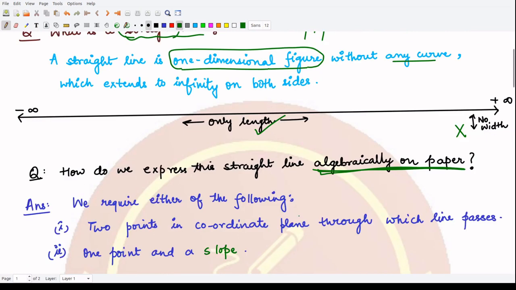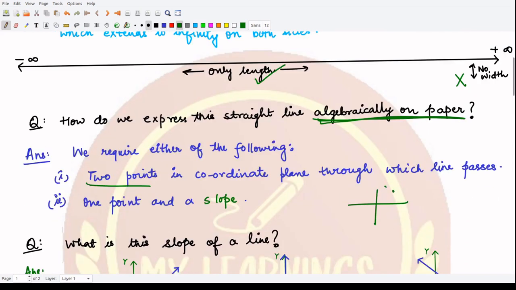Here we have a way. We can do it by taking 2 points on the coordinate plane through which the line passes. This is your coordinate plane. You take 2 points on it such that the line passes through these 2 points. Then these 2 points are enough to determine the line. And if you do not have 2 points, then 1 point through which the line passes and its slope would be enough to tell us the equation of the line. We can express it algebraically on paper.